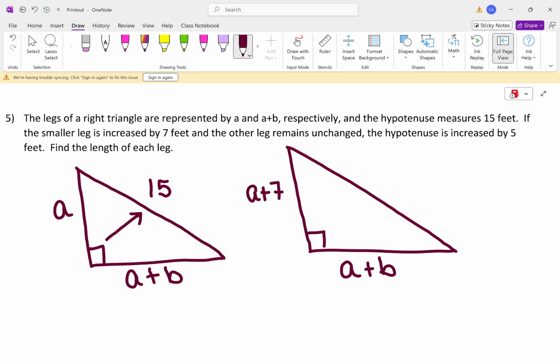B is not equal to 7, no. It's not isosceles. It's not a no, teacher.